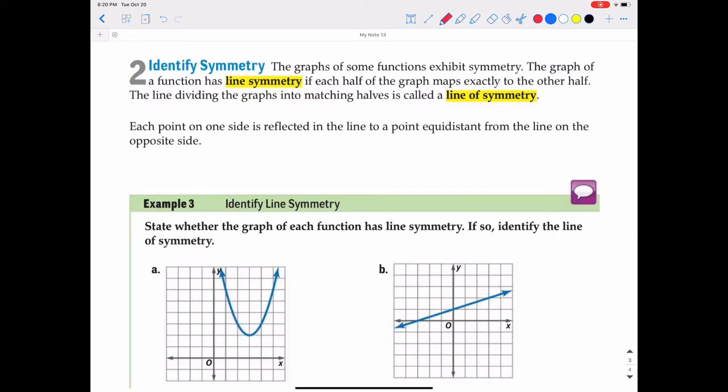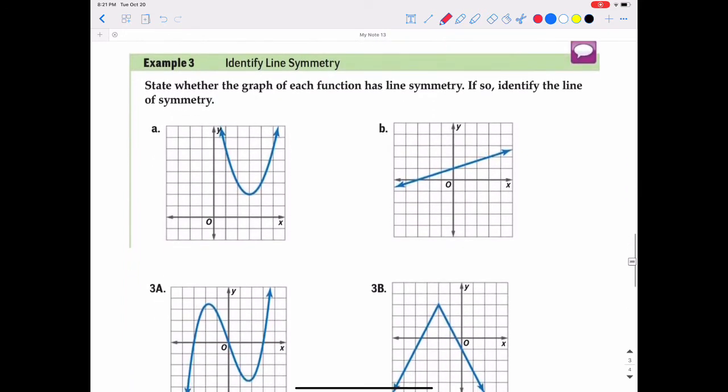The second part is to identify symmetry. The graph of a function has line symmetry if each half of the graph maps exactly to the other half. The line dividing the graph into matching halves is called the line of symmetry. We're dealing with what's called a vertical line of symmetry specifically. And we're trying to figure out, is there a vertical line that separates a graph in half, so that if you can imagine folding the graph, it would fold perfectly into 2 equal parts.